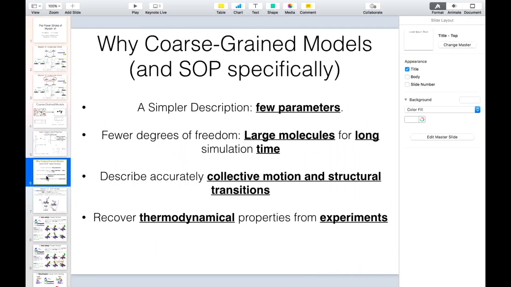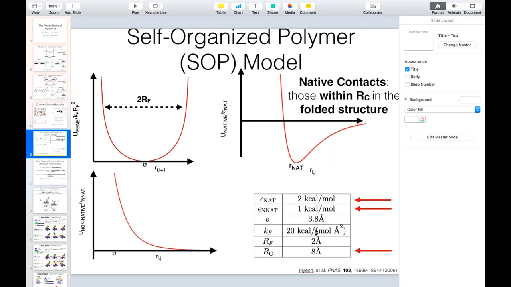Now, I've described why these models are of interest, and they have few parameters. The parameters are shown here, and only three of them are really relevant: the energy of the native interaction, the energy of the repulsive interaction, and the distance you're considering for the native contacts.